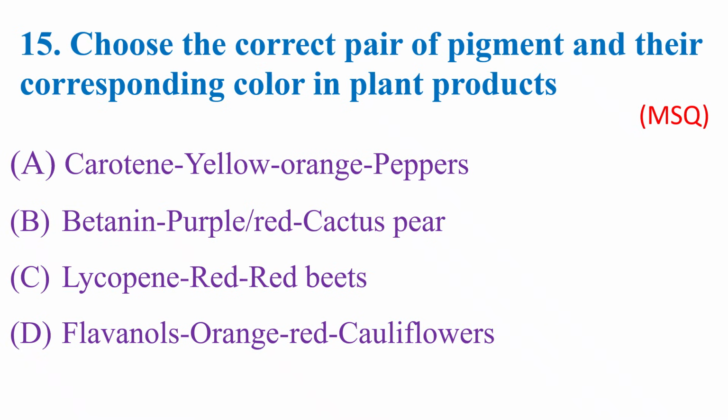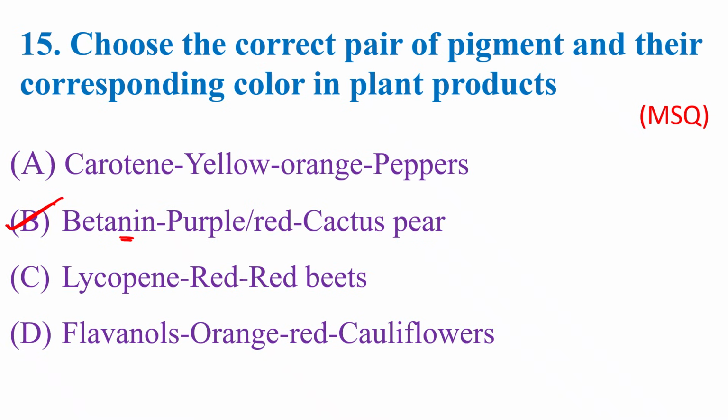So first of all, this betanin. It is a betacyanin pigment which is responsible for the vibrant red or purple color present in cactus pear, opuntias and other beets. So this is my correct option, option number B. Option number A, that is carotene, yellow, orange, peppers. So this is also correct.